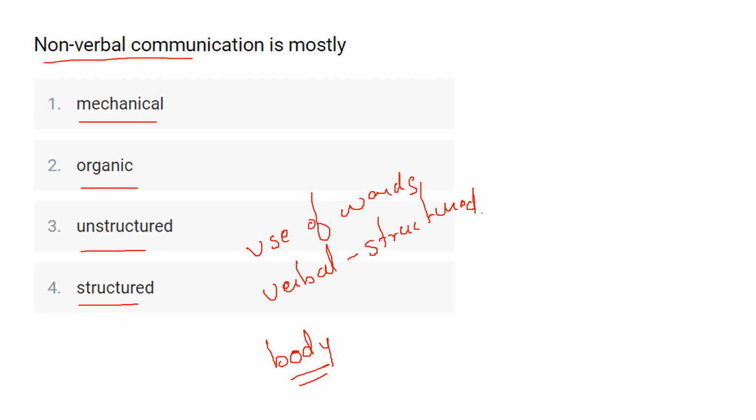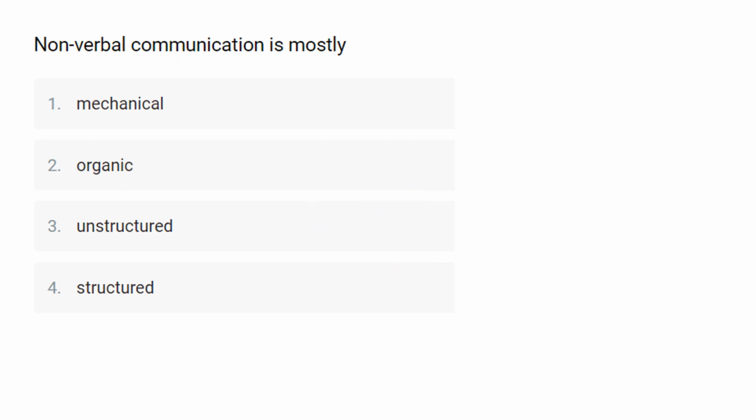Communication such as body gesture, eye contact, posture, tone of voice, and facial expression, all this is called non-verbal communication. As we said, verbal communication is called structured communication. Opposite to that, non-verbal communication is called unstructured communication, or non-structured communication. So here the correct answer for this question is option number 3, that is unstructured.